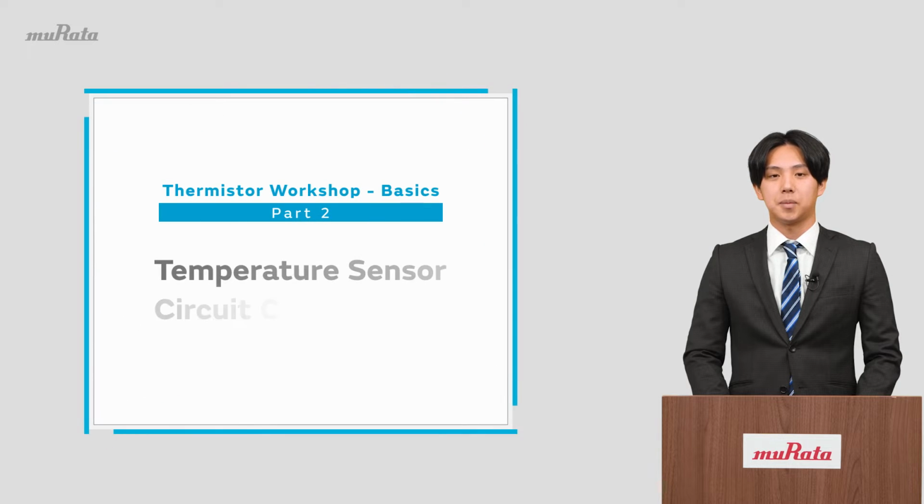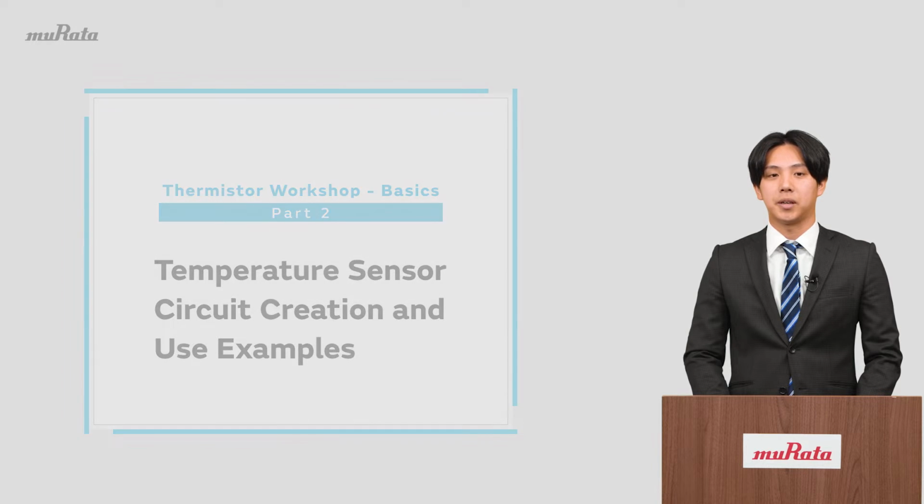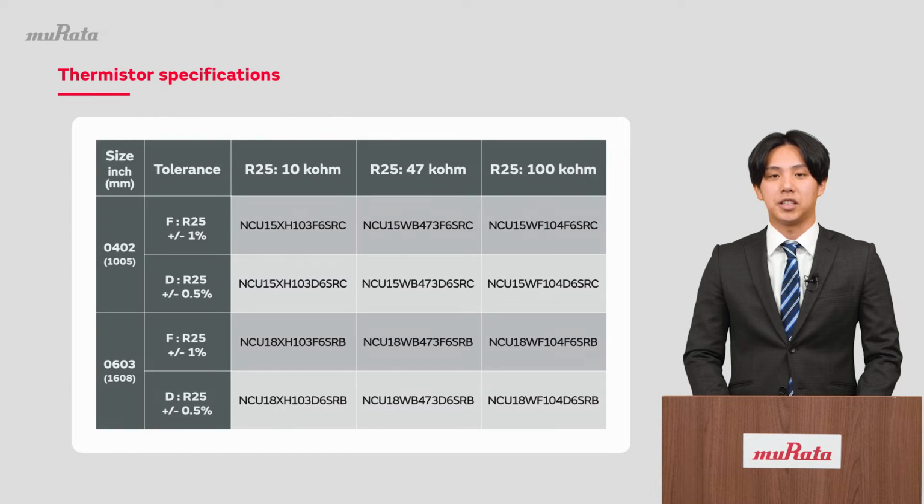Now we will begin our explanation of Thermistor Workshop Basics, Part 2, Temperature Sensor Circuit Creation, and use examples. First, we will explain the specifications of the thermistor we will use to create the temperature sensor circuit. At the widely used temperature of 25 degrees Celsius, a thermistor can have a resistance value of 10 kΩ to 100 kΩ.